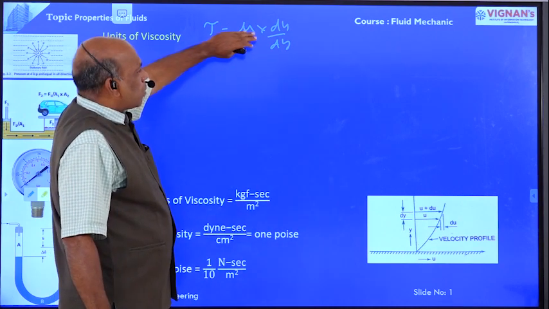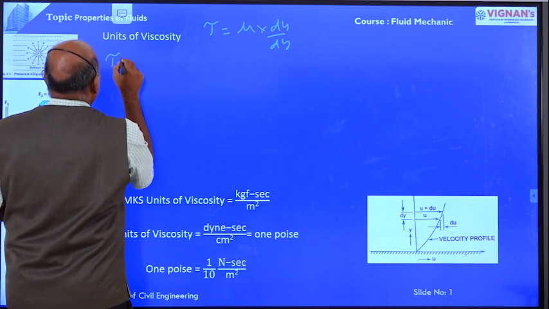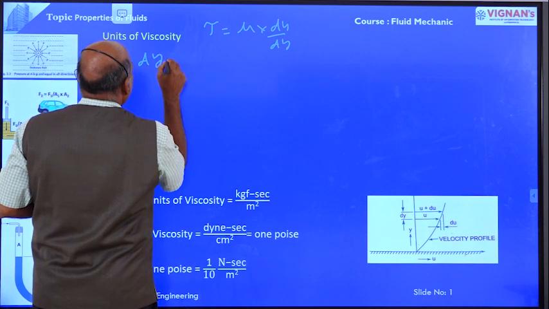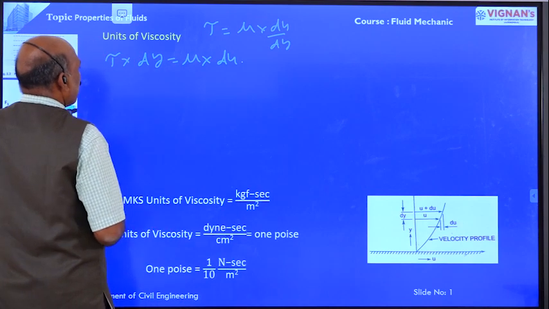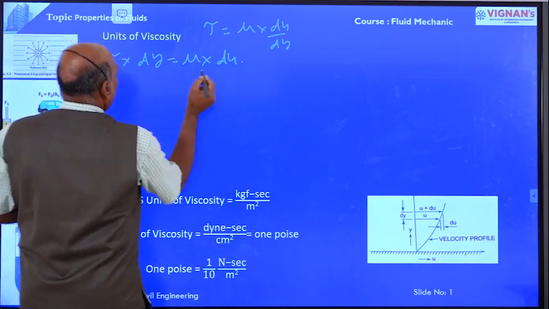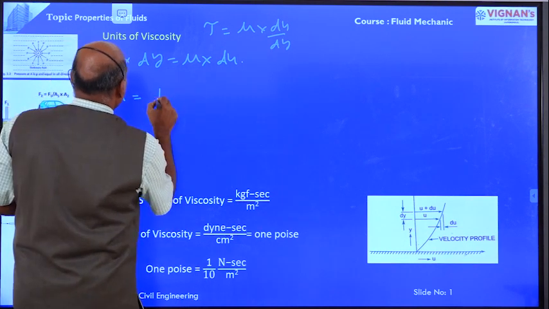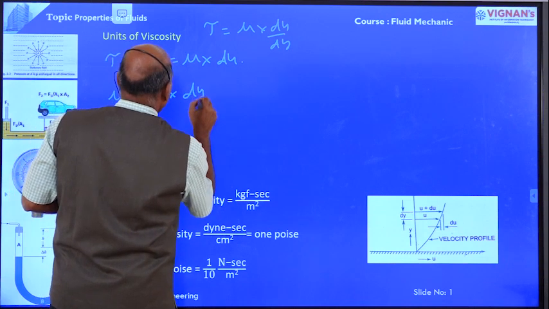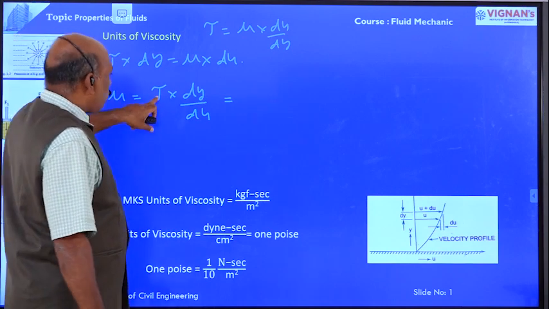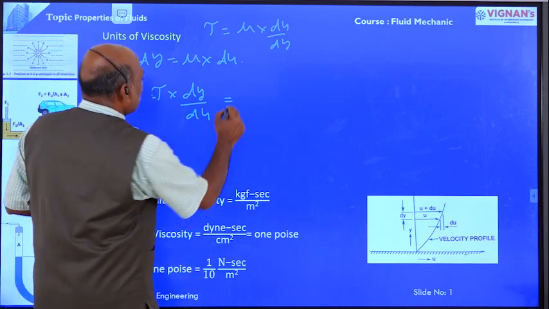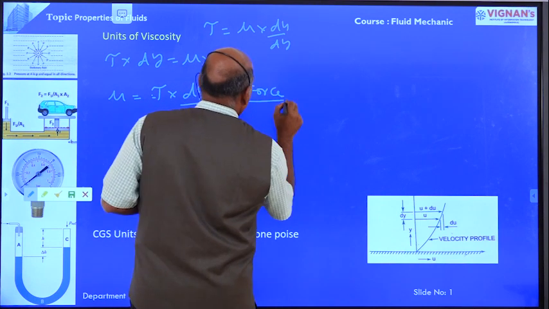From this equation, we are going to develop the units of viscosity. Now, tau into dy is equal to mu into du. Therefore, mu is equal to tau into dy divided by du. Here, tau is nothing but force by area.